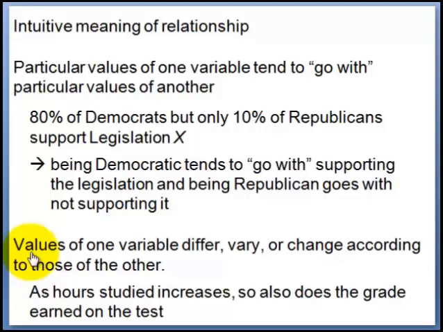So I'm still sticking with an intuitive definition of relationship. If the values of one variable differ, vary, or change according to those of the other, that's also getting at the notion of relationship. So for instance, if as hours studied increases, students tend to get better and better grades on a test, then hours studied and grade earned on the test are related, or we can equally well say associated.